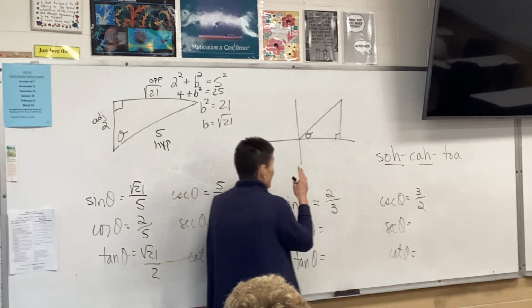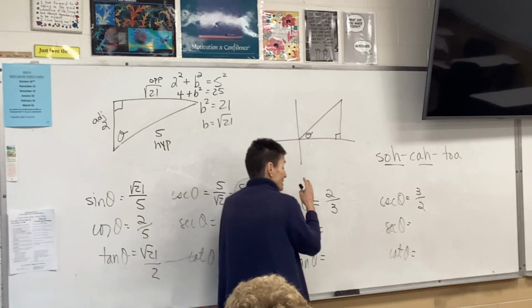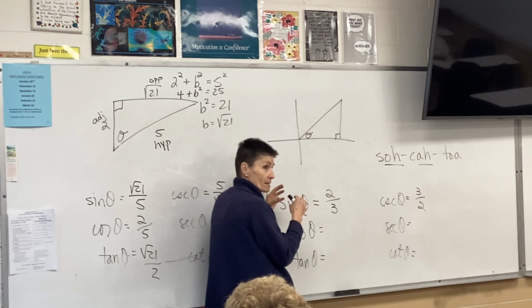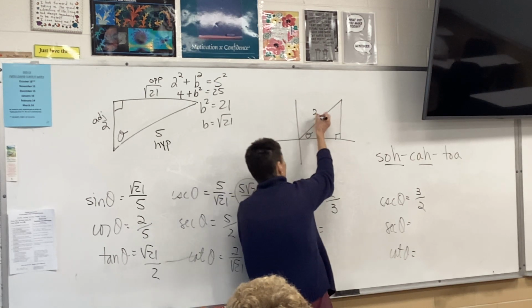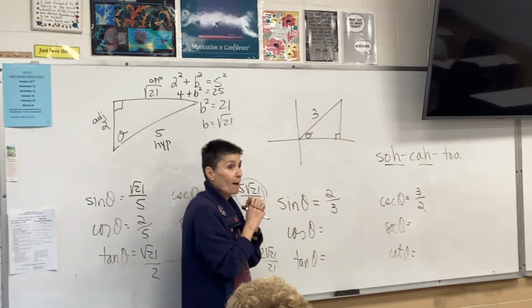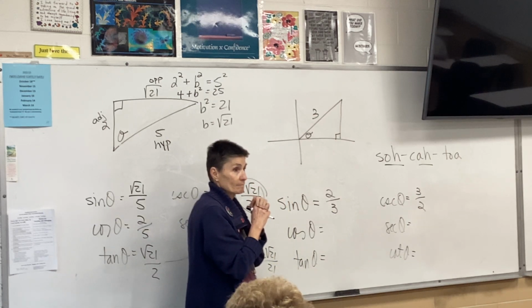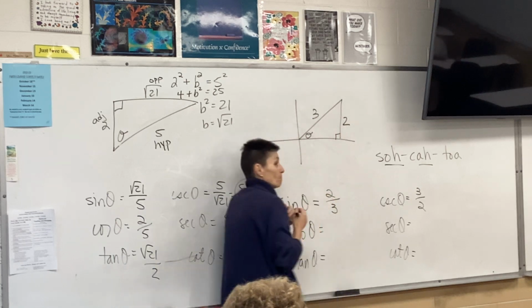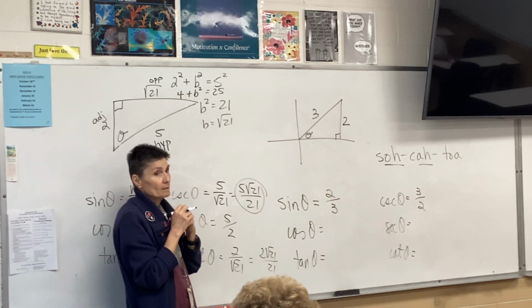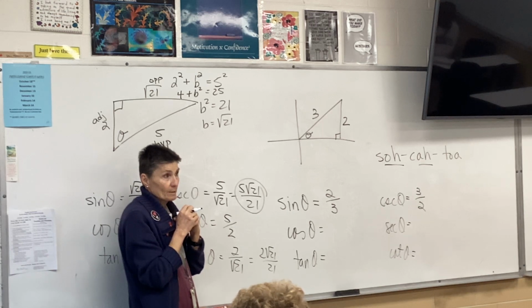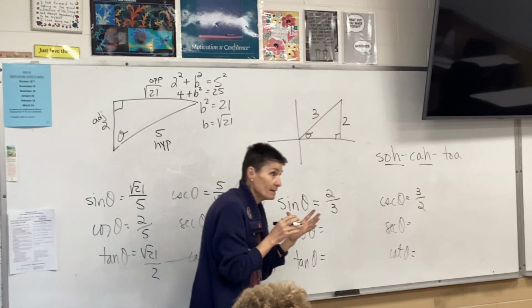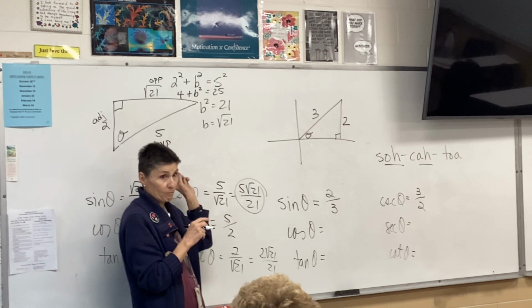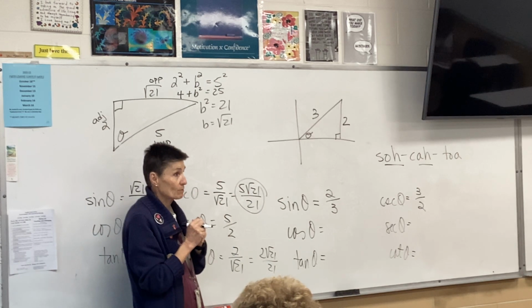So if I look at my picture, the opposite side is 2 and the hypotenuse is 3. Now I know this is the hypotenuse. Where's the opposite side? This one right here, right? Perfect. Now I'm still missing the third side. But that's okay, because I dealt with that before. How do I find the missing third side?